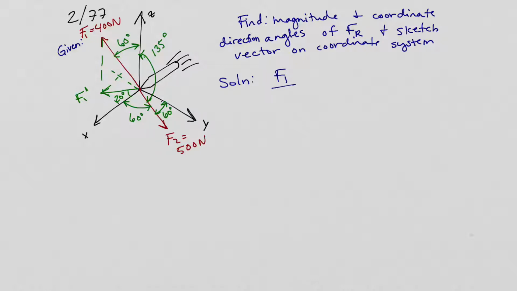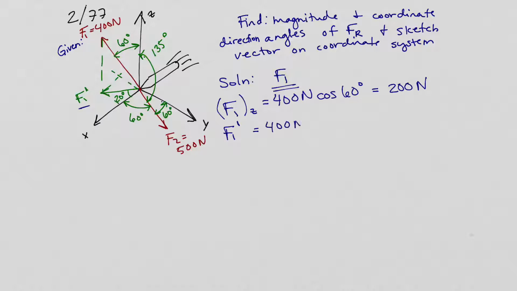So I'm going to start with F1 just as a starting place. So F1 of Z is the easy one. That one's 400 newtons cosine of 60 degrees. If you calculate that, that's 200 newtons. And then for the X and Y components of F1, we have to do the projection down to the XY axis. So we'll call that F1 prime, which I've already labeled over here. That equals 400 newtons sine of 60 degrees. And if we calculate that out, it's 346.41 newtons.